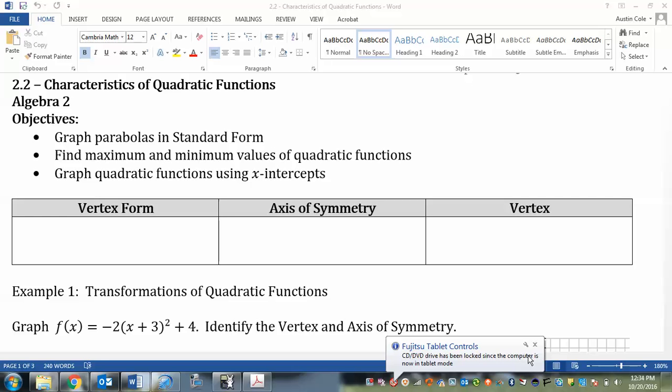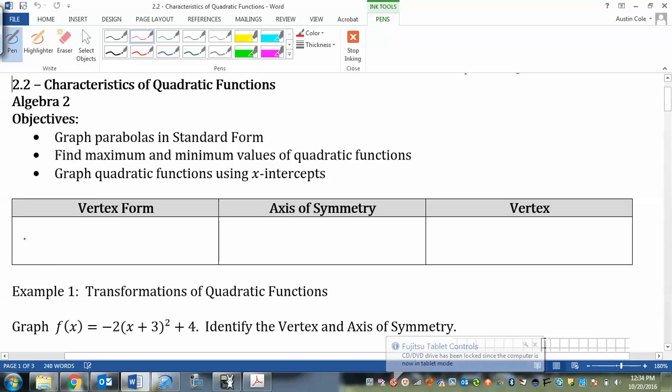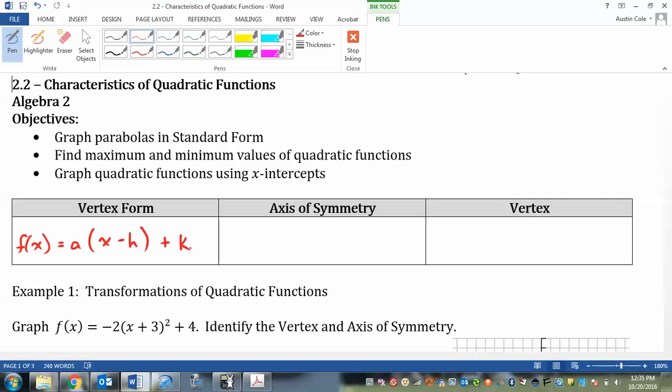The first one is vertex form. Luckily for you guys, we already know that. Vertex form of a quadratic is f of x equals a times (x minus h) squared plus k. That's a review. Now, let's jump over to the vertex. What's the vertex of that graph? (h, k), excellent. The vertex is at the point (h, k).